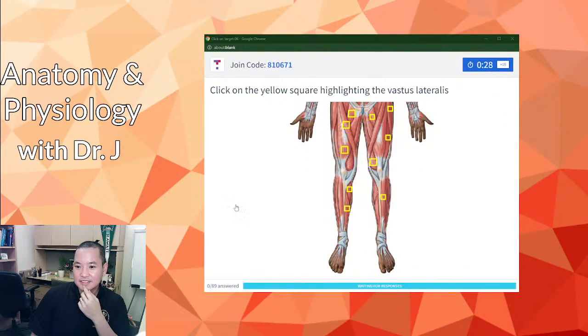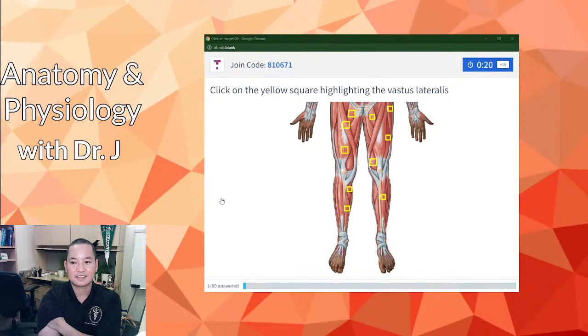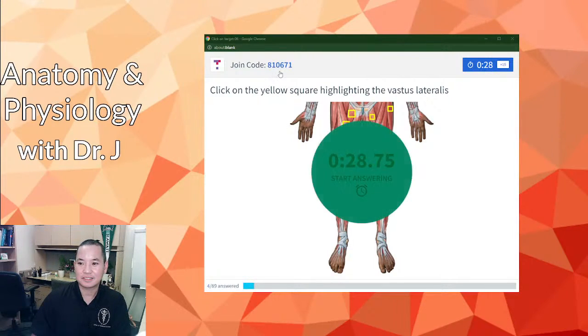And vastus lateralis. We didn't get to cover it, so I'll throw a hint. Maybe I have it in the future slides, but see if you can guess where it is.